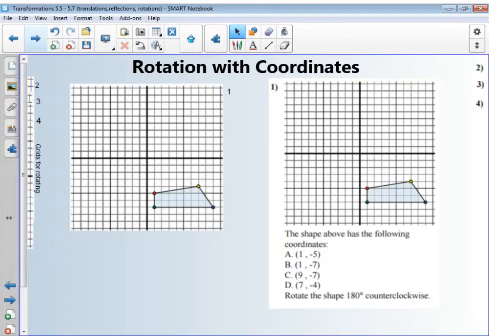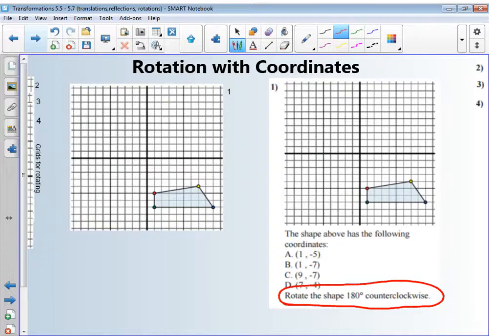same thing without the bottom portion. What we're going to do is we're going to go ahead and do a rotation following what they would like us to do. Okay, so here we're going to go ahead and rotate 180 degrees counterclockwise. So we're going to review really quick what clockwise versus counterclockwise is.